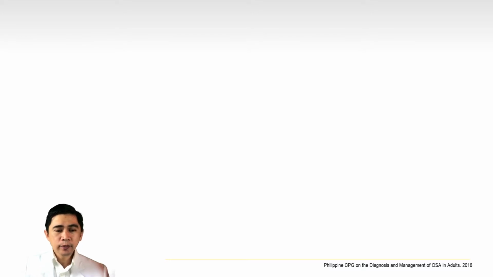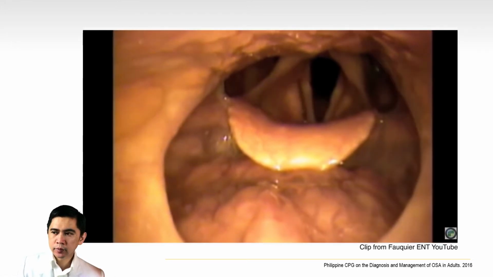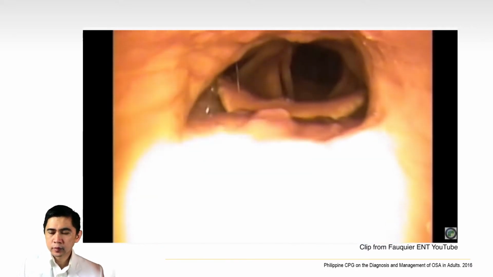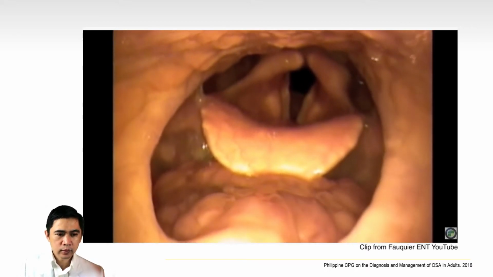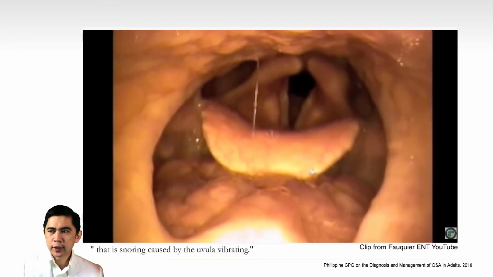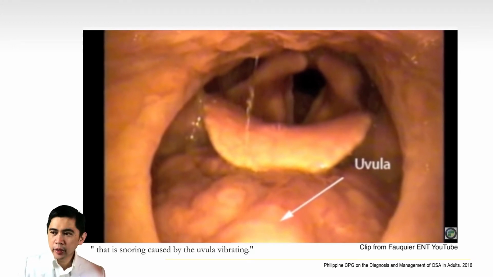Okay, so here we'll take a look at a video. The airway is completely open without any areas of obstruction or vibration. Here is what a vibrating uvula causing a snore looks like from the inside. That is snoring. That's caused by the uvula vibration.